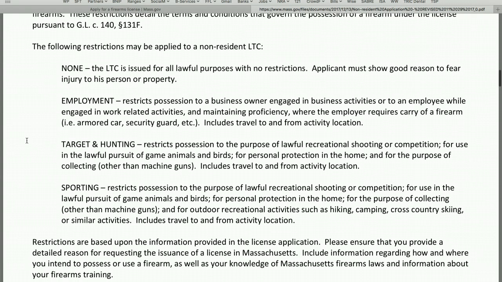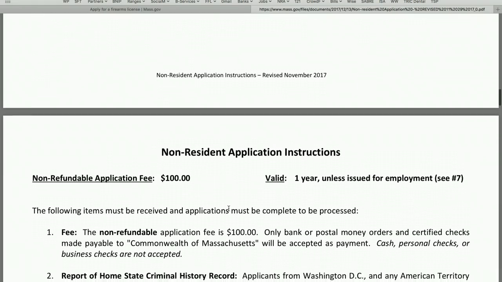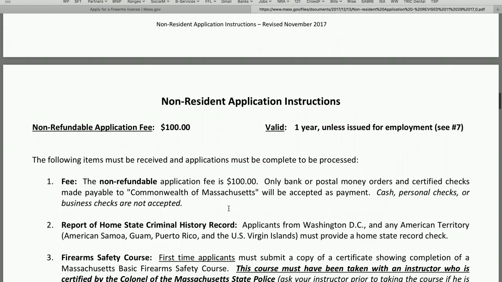But for everybody else, you can go ahead and pause the video and take a second to read what these types of restrictions will mean, right? Employment, targeted hunting, and sporting. That's why we don't want people to get these types of restrictions. The other type of restriction you could also get that they don't list here is a large capacity restriction, which basically limits you from having any type of firearm that's considered quote-unquote large capacity. So you can go through here and read it and see what they're talking about. What you want is a Class A unrestricted.